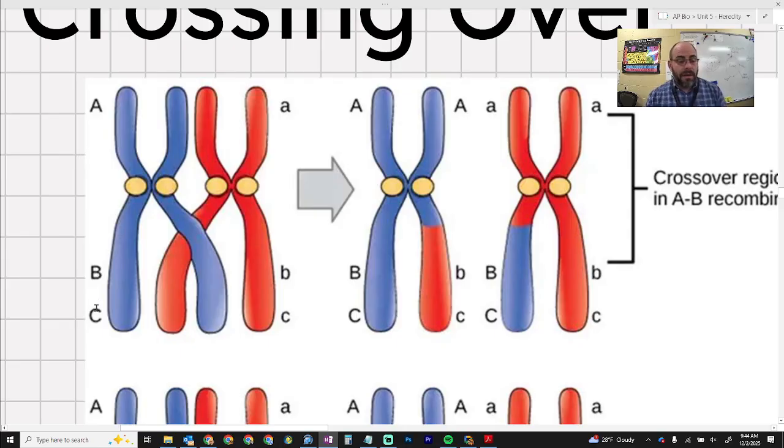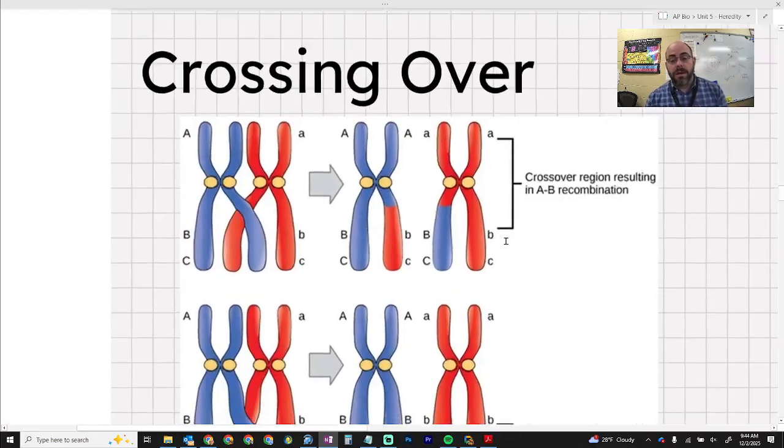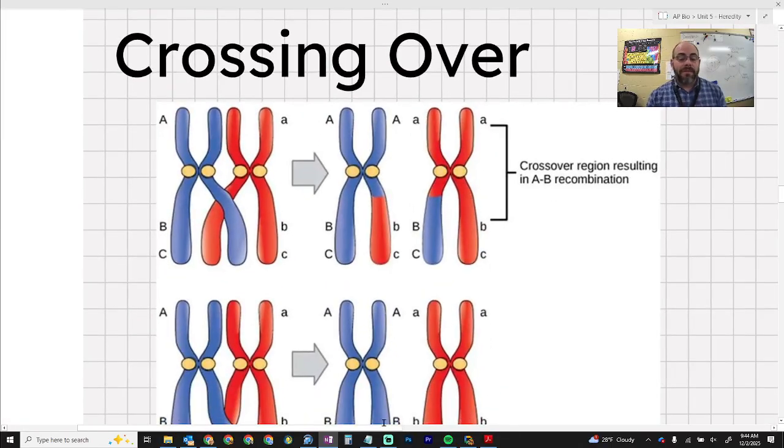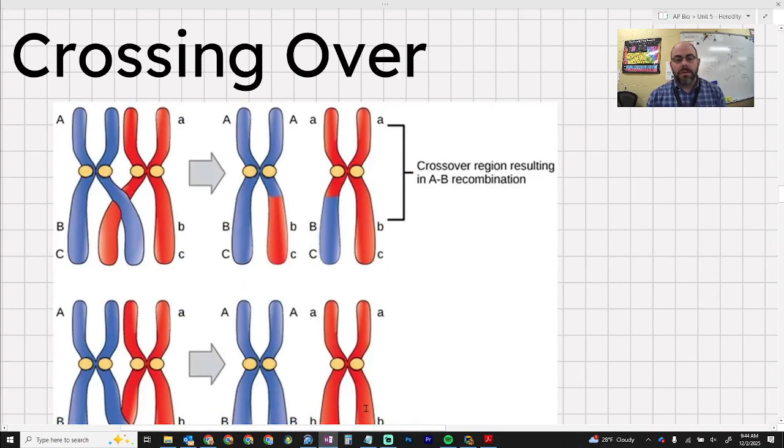A, B, C are not necessarily inherited together, and that is because of crossing over. We're going to talk about recombination frequency, which is one of my favorite things to talk about. Kidding. It's not. It's a pretty difficult concept. But you can see here that now little a is with big B, little c, right? Because the crossing over happened here.